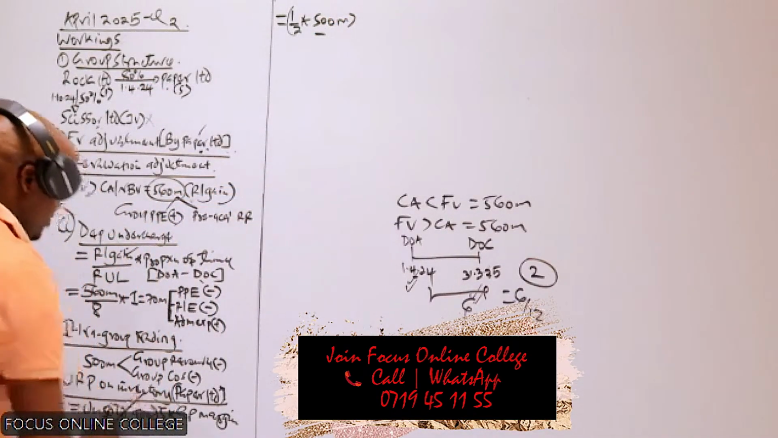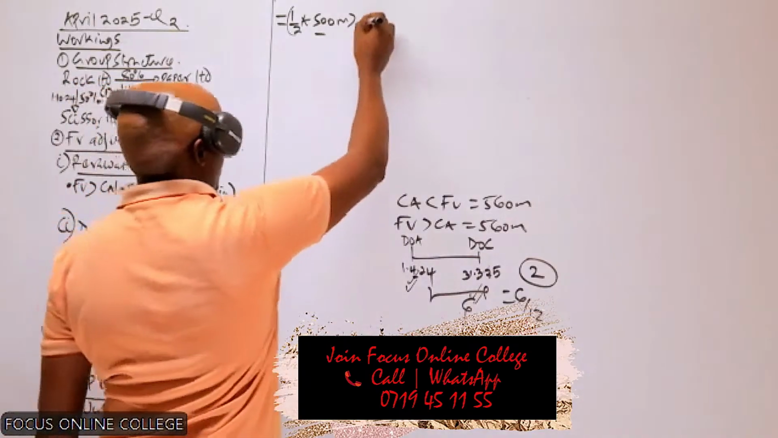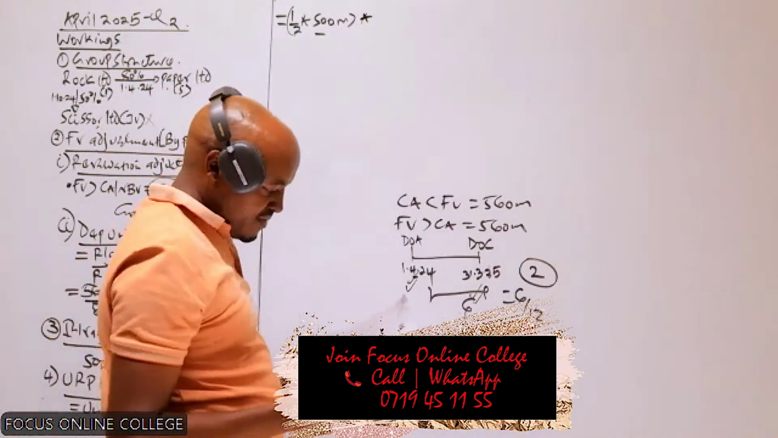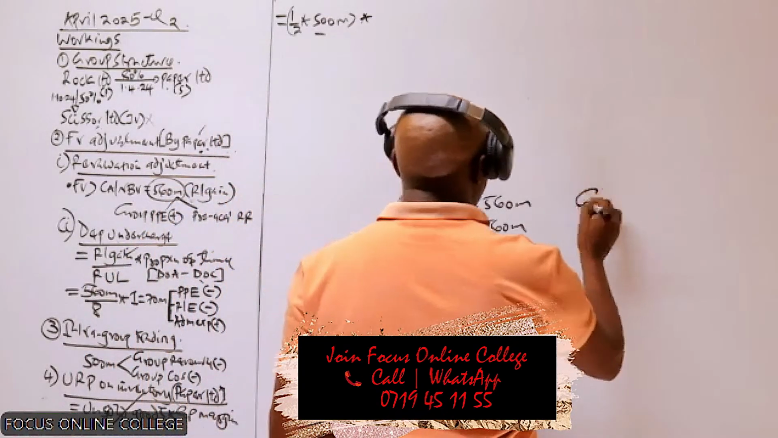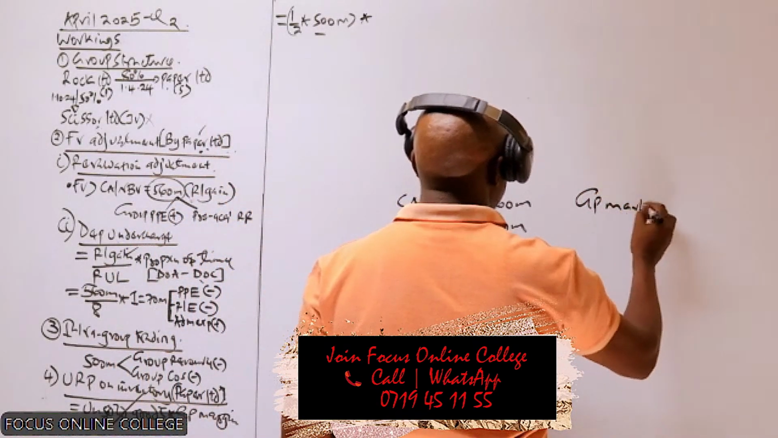The unsold goods, we multiply that with the gross profit margin. The gross profit margin, is it given? No. What we are given in our question, we are given the gross profit markup.